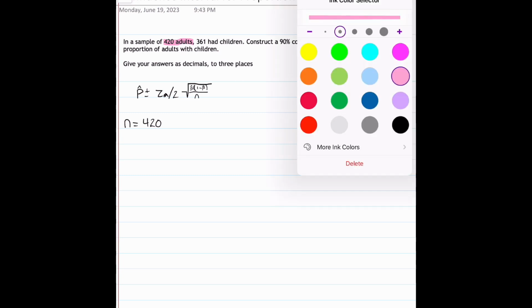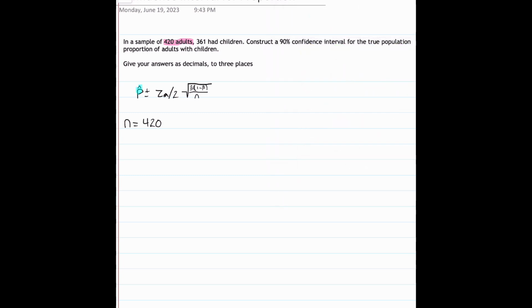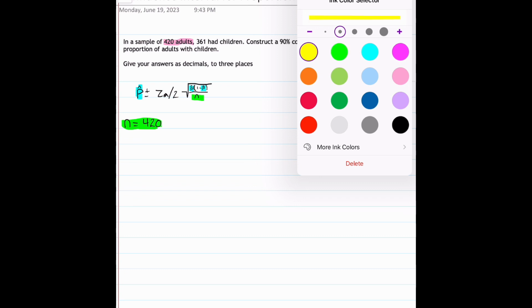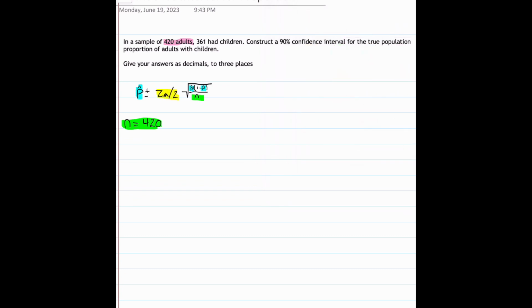So we know it's a proportion because 420 is the total sample, and we got 361 out of that. It also tells us it's a proportion, but we would use that even if it didn't. The equation for this one is going to be p hat plus or minus z of alpha over 2 times the square root of p hat times 1 minus p hat over n.